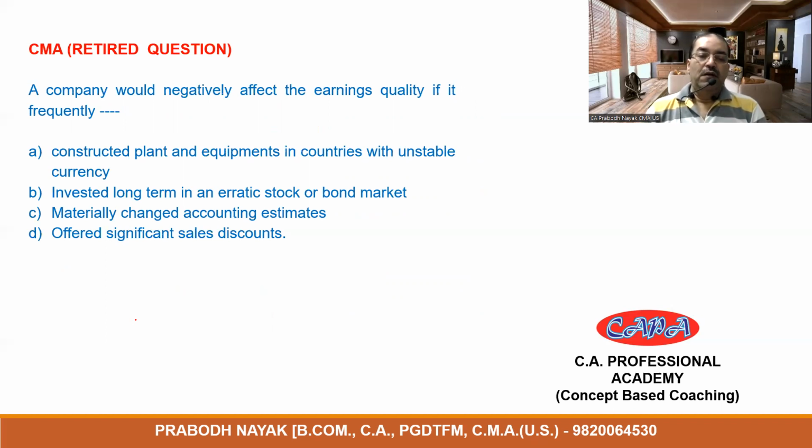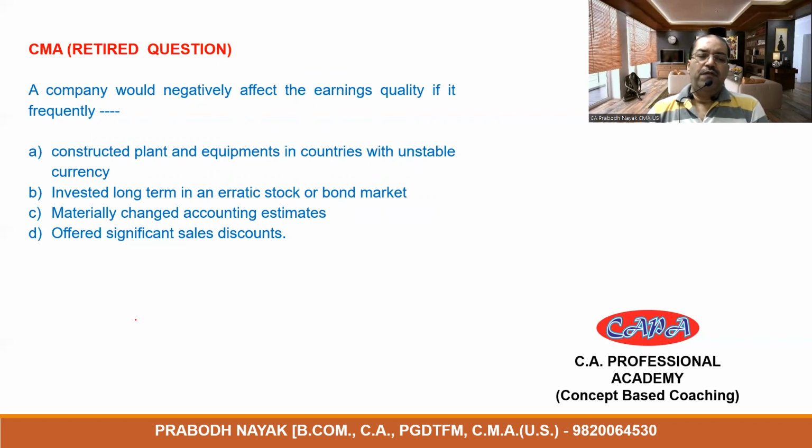Question is, a company would negatively affect the earnings quality if it frequently does what? Constructs plant and equipment in countries with unstable currency, invested long term in an erratic stock or bond market, materially changed accounting estimates, or offered significant sales discount.